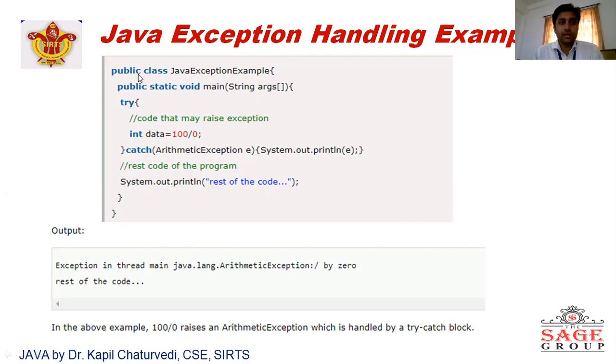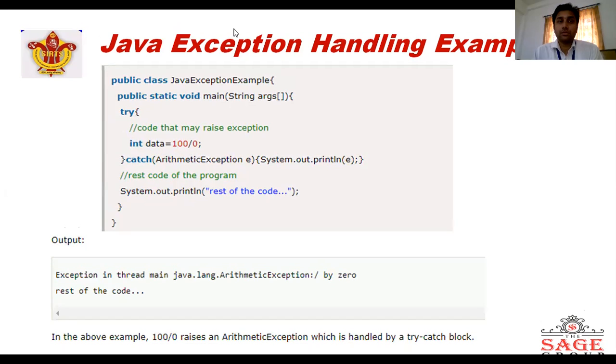So simply we are creating a class, public class JavaExceptionExample. Inside of that we are making a main method, and inside of that we are making a try catch block, and inside of that we are writing the code int data = 100 / 0. Whenever we divide 100 by 0, we get an infinite number, and the handling code we are writing here. As the handling code we are printing a message, and then the rest of the code.